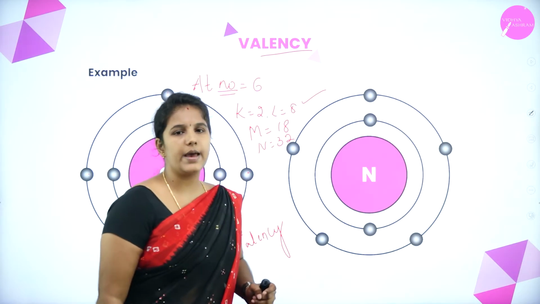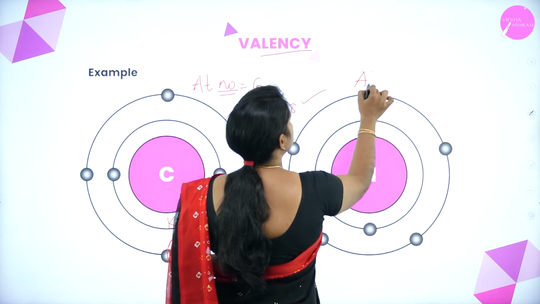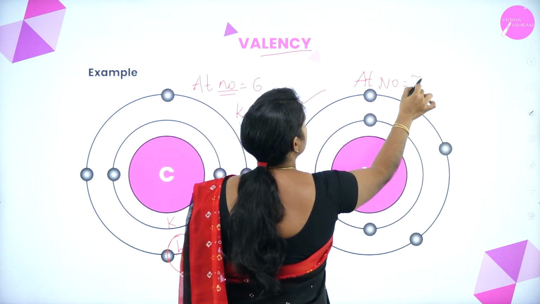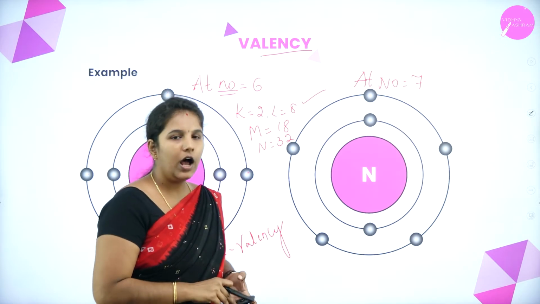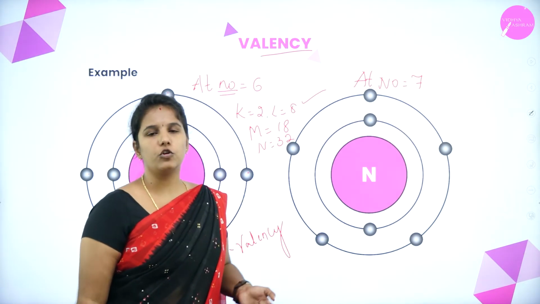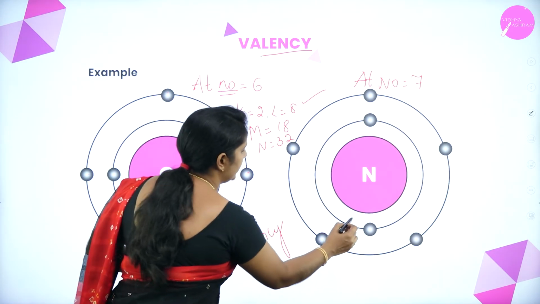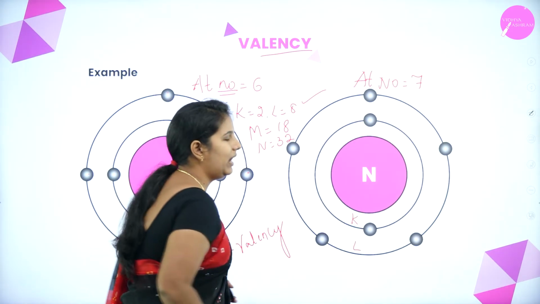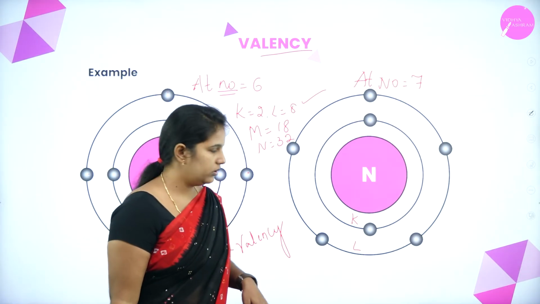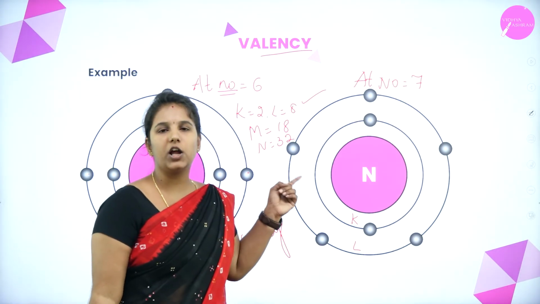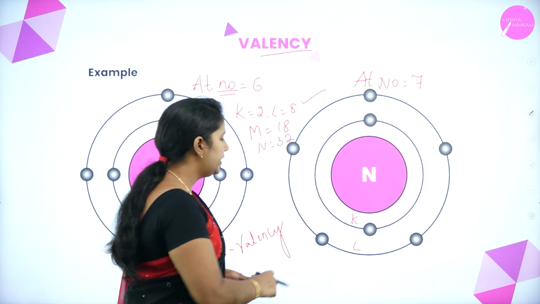Coming to the other example, that is nitrogen. The atomic number for nitrogen is 7. Okay, the atomic number for nitrogen is 7. How do we fill the electrons? Same as we followed for carbon. We have to fill the first 2 electrons in the K shell, followed by L, M, N, because the K shell can accommodate only 2, not more than 2, whereas the L shell can accommodate 8. So, we are filling the remaining 5 electrons in the L shell.